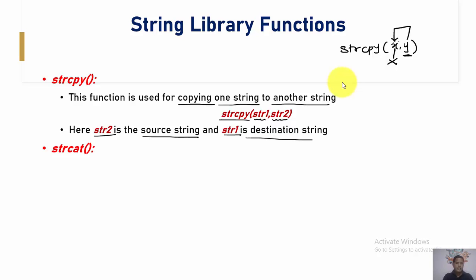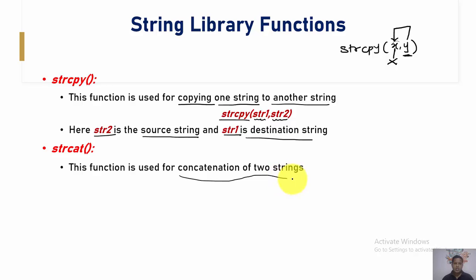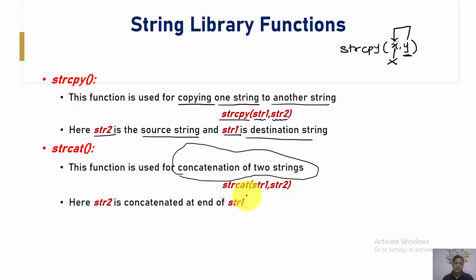Now the next function is strcat. So what does this function do? This function is used for concatenation of two strings. In short, whenever I want to combine two strings, I make use of this strcat function. So strcat(str1, str2). Here str2 is concatenated at the end of str1.